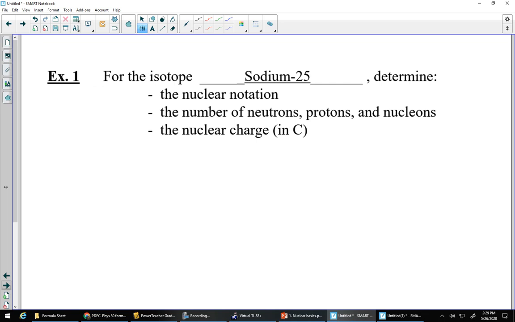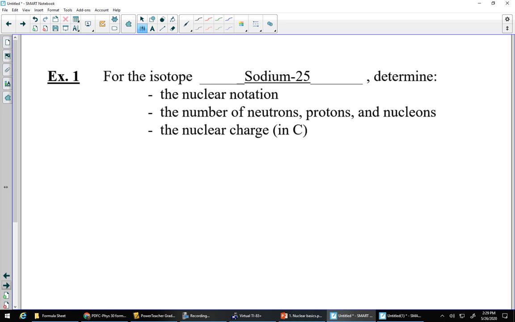So maybe put the video on pause and see if you can figure out example number 1. So we're looking at sodium 25, determine nuclear notation, the number of neutrons, protons, and nucleons, the nuclear charge in coulombs. Interesting. Put it on pause, try it out now.